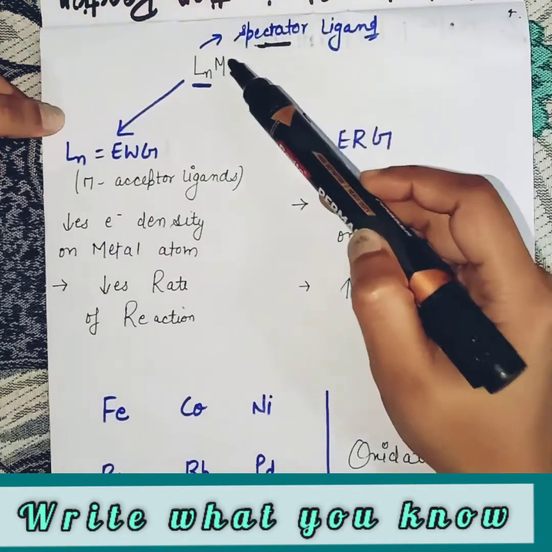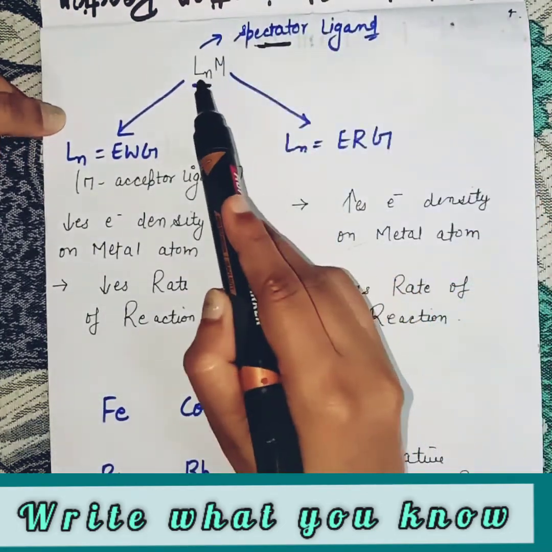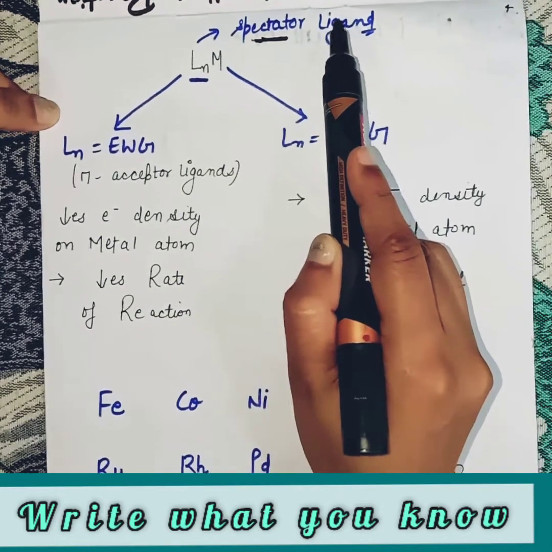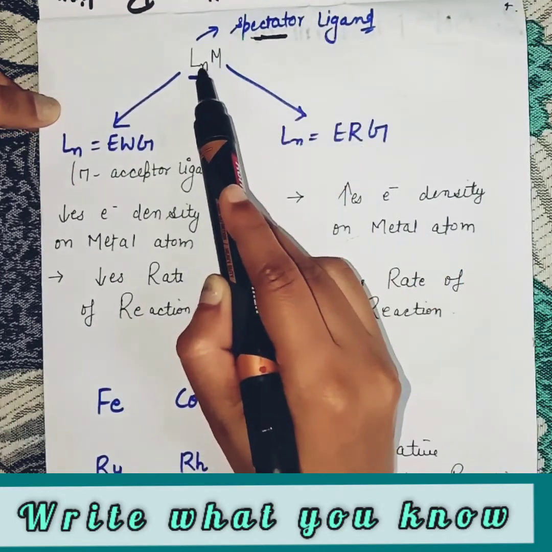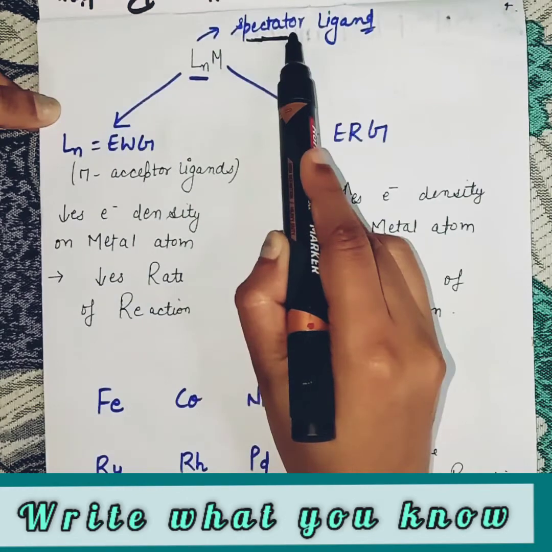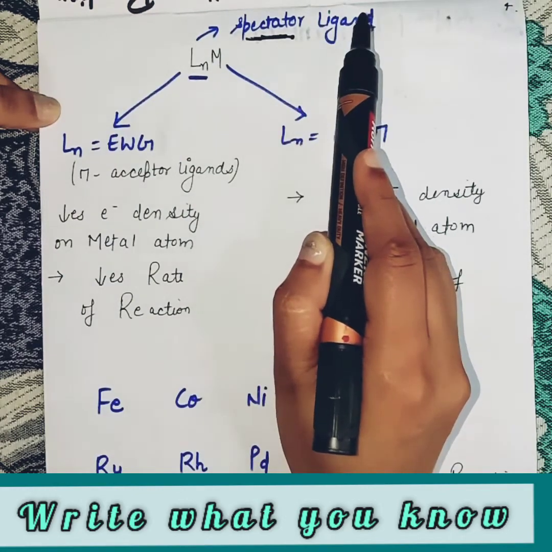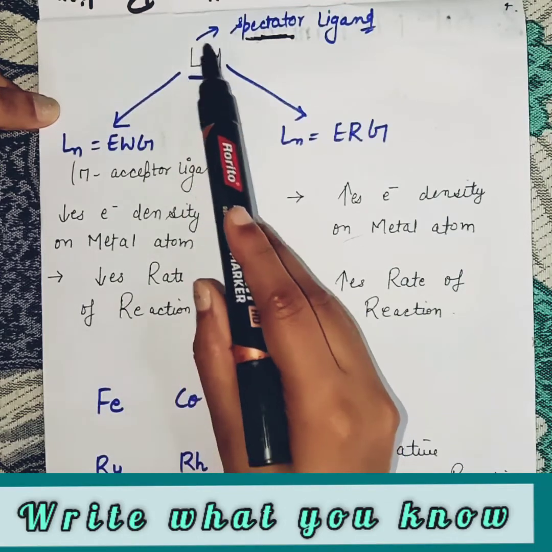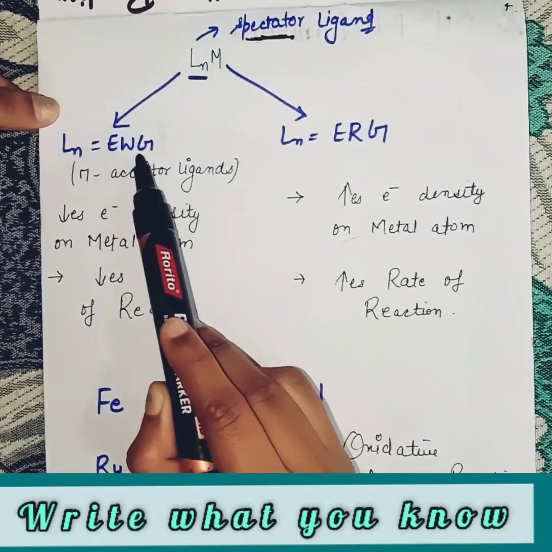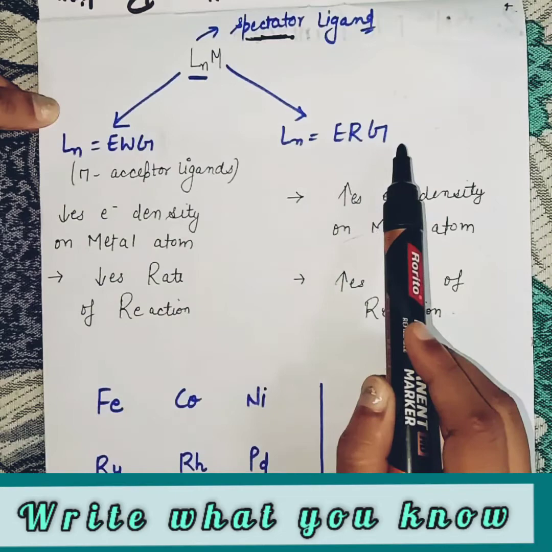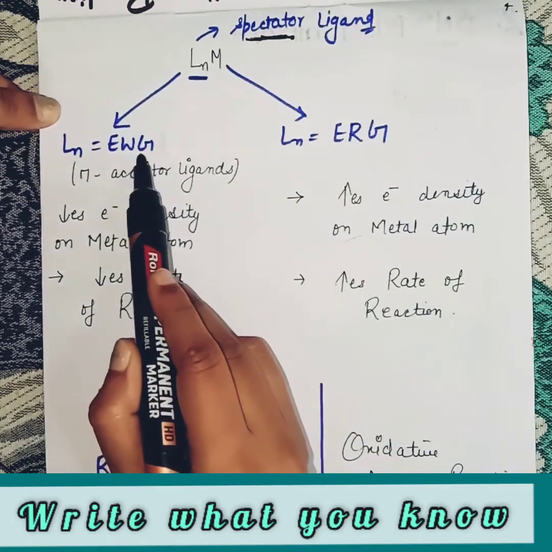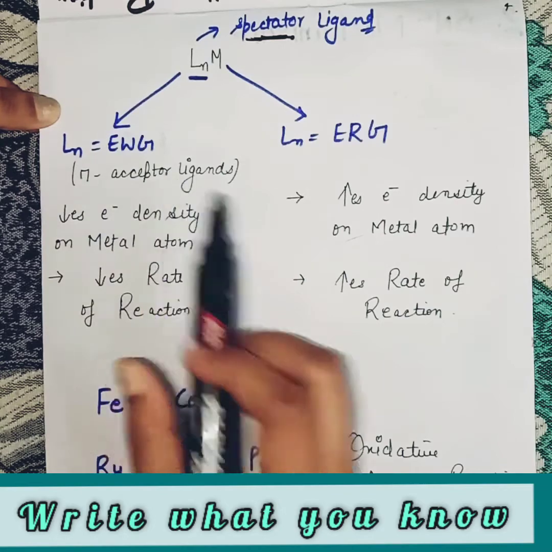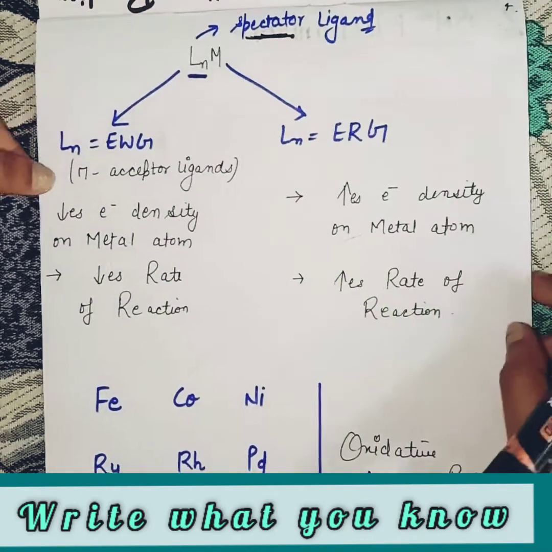So here we have this complex. Here the ligands are called spectator ligands because there is no change in these ligands. If there is no change in the ligands, then they are known as spectator ligands. So here we have two possibilities: either these ligands are electron withdrawing groups or electron releasing groups. If they are electron withdrawing, then they are also known as pi acceptor ligands, which accept pi electrons.